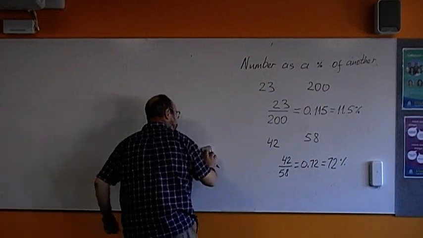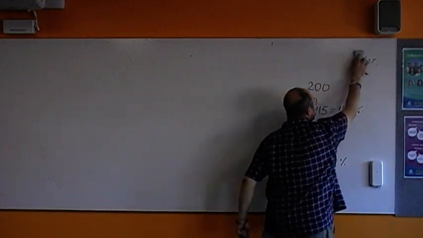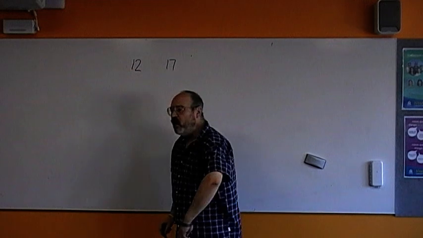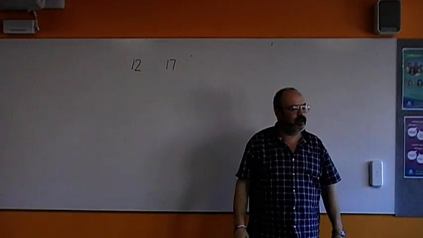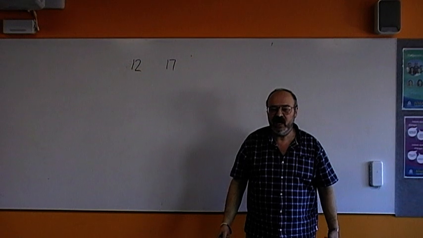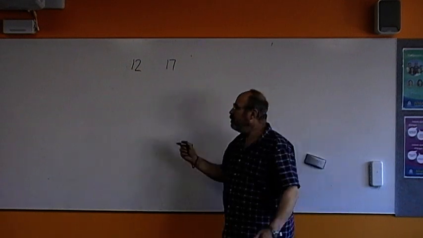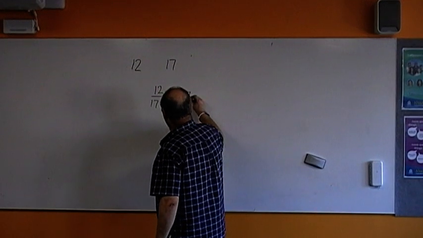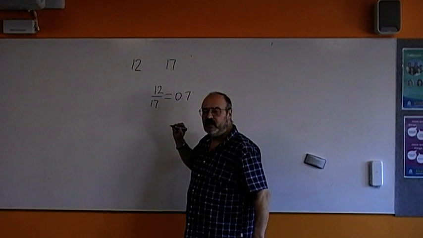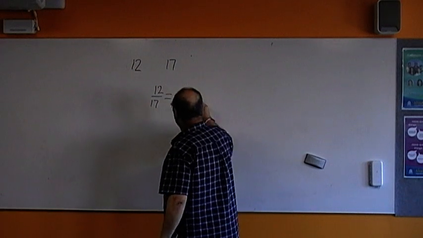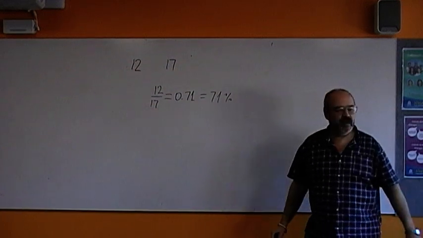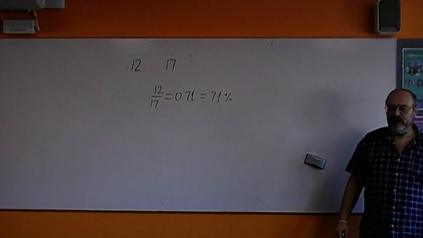We have 17 students in the class, and 12 follow footy. What percentage of students follow footy? How will we find it? We divide 12 by 17, which is 0.705. You can round it to 71%. So 71% of students follow footy.